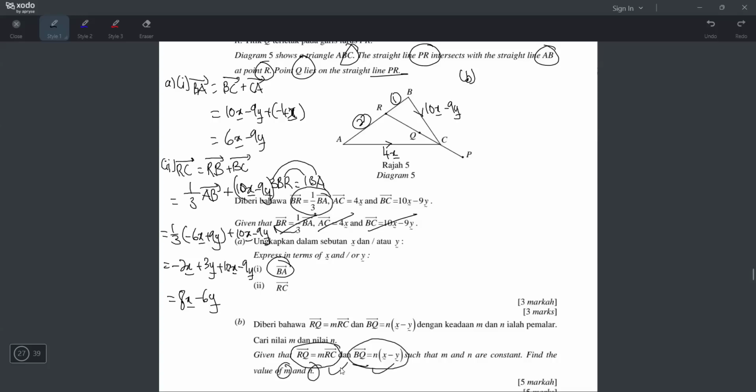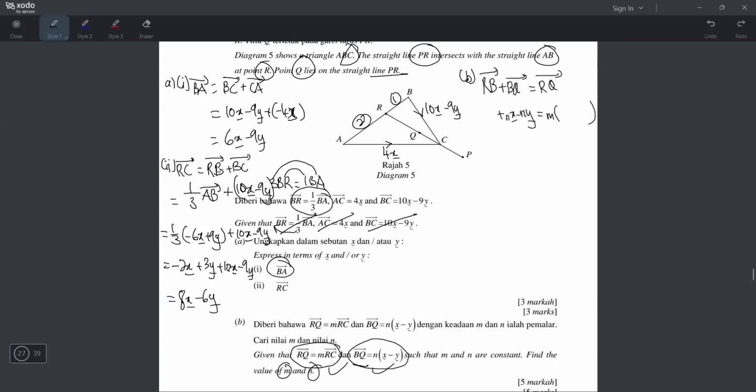Tapi sir, macam mana nak gabung dua information ni? Ini information RQ, ini BQ. Tak sama. Macam mana nak gabung? Okay, senang saja. You buat macam ni. RB plus BQ sama dengan RQ. And kenapa saya buat macam ni? Sebab kalau saya buat macam ni, nanti RQ saya boleh ganti MRC. And RC nanti sudah cari tadi. And then RB plus BQ, for the BQ, I can guna ni, NX minus Y, which is NX minus NY. And then for the RB, later I can find myself.